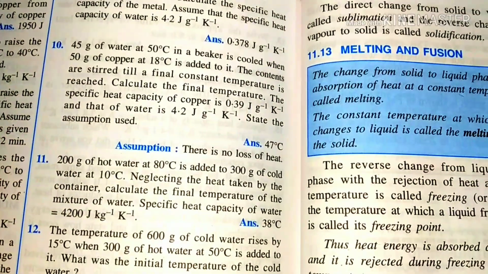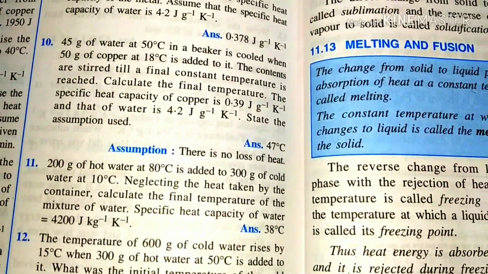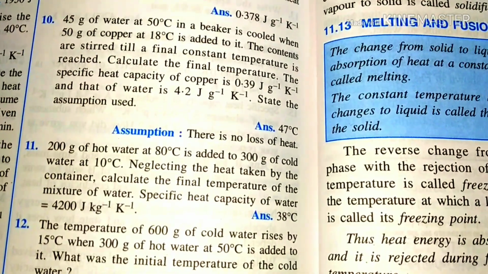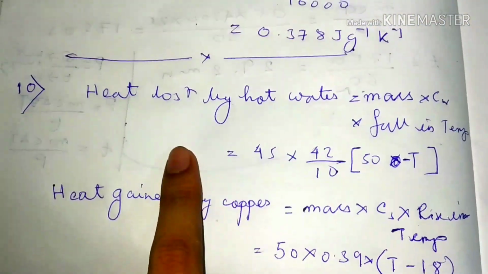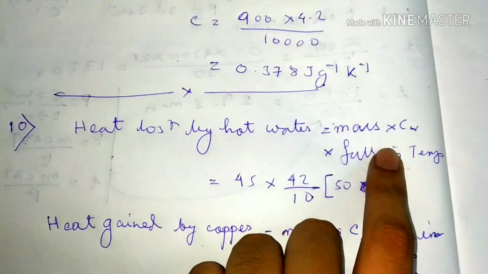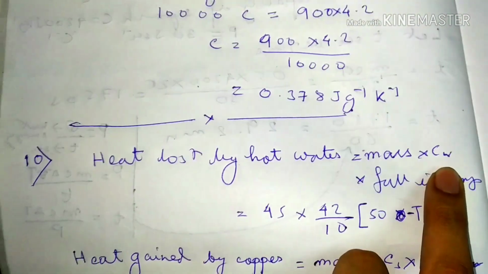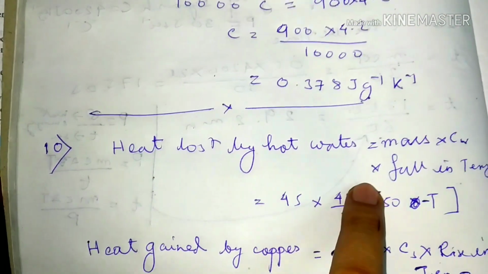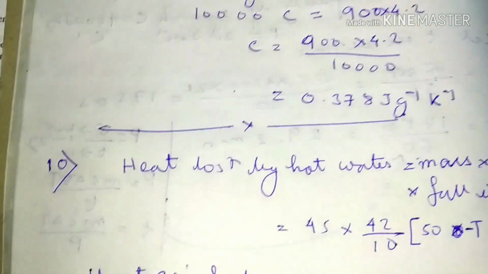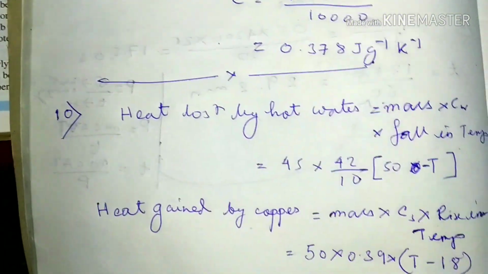For this type of sum, obviously we are going to apply the assumption that there is no loss of heat. All the heat is being utilized. Heat lost is equal to heat gained. Heat lost by hot water is equal to mass into specific heat capacity of water, c_w, into fall in temperature. It might look like full, but it is fall in temperature.